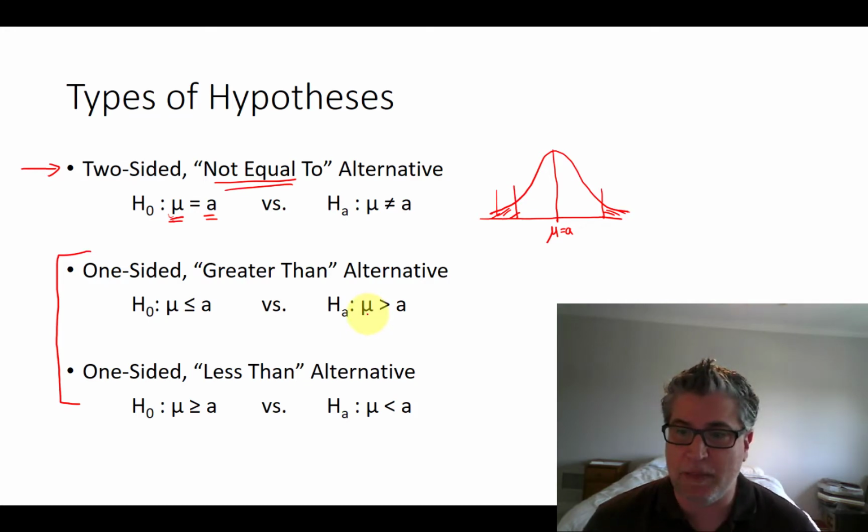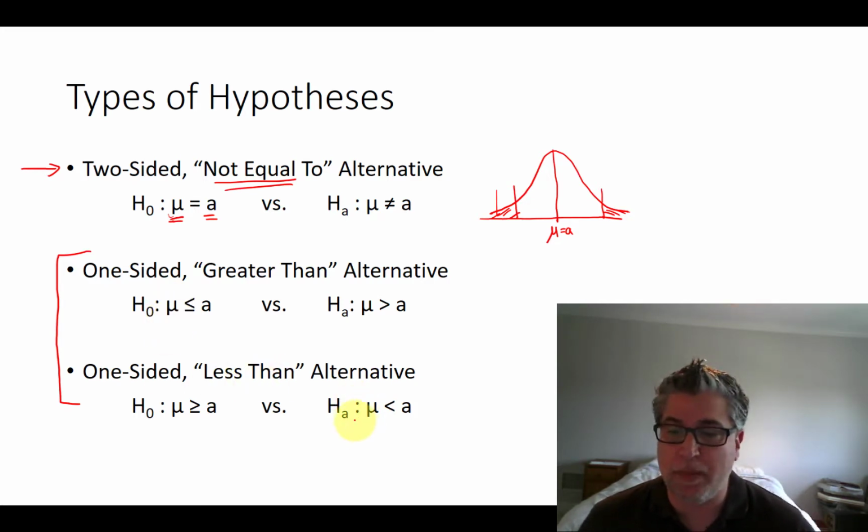Or that one symptom of a particular disease is that your body temperature is bigger than 98.6 degrees. Something like that. In which case, the logical complement of that, your null, would be not that it's bigger than, but the opposite of that. So it would be less than or equal to. And then we could also have less than alternatives.